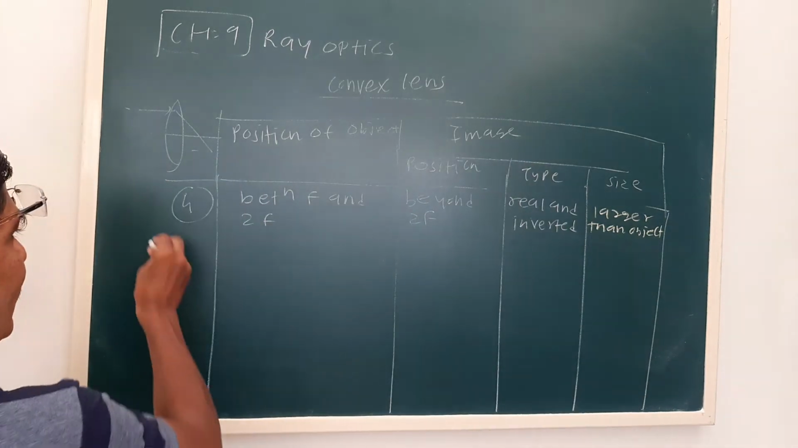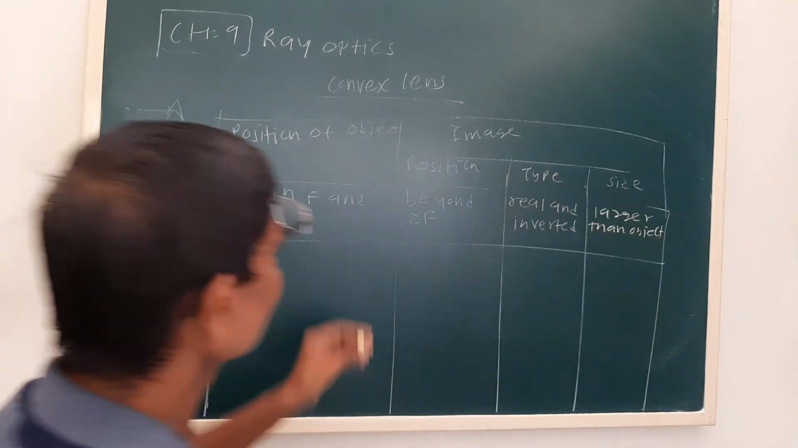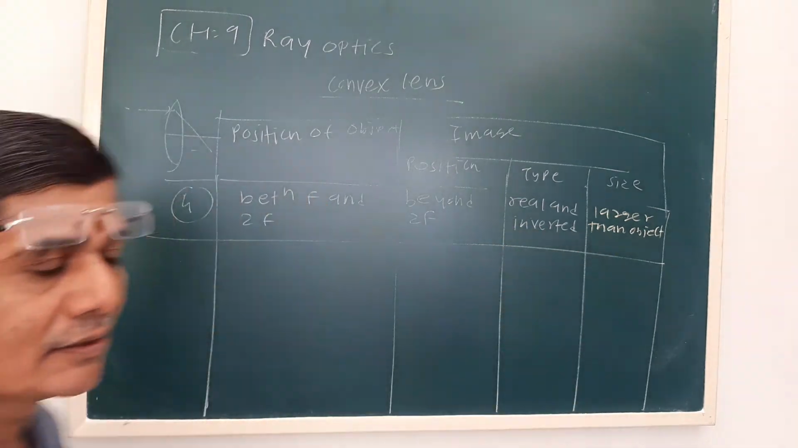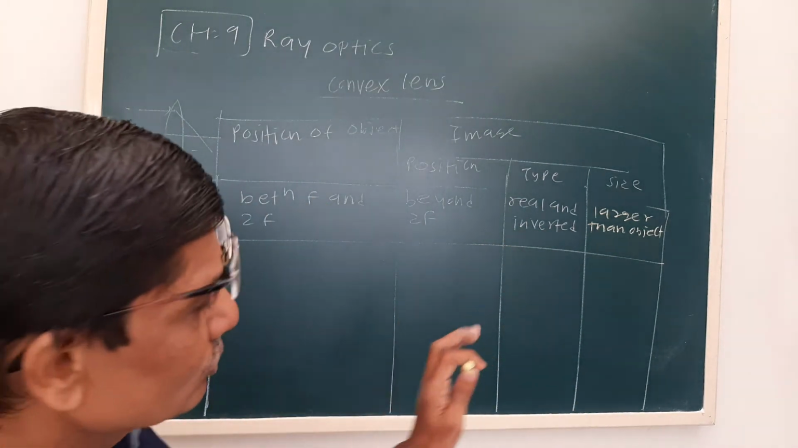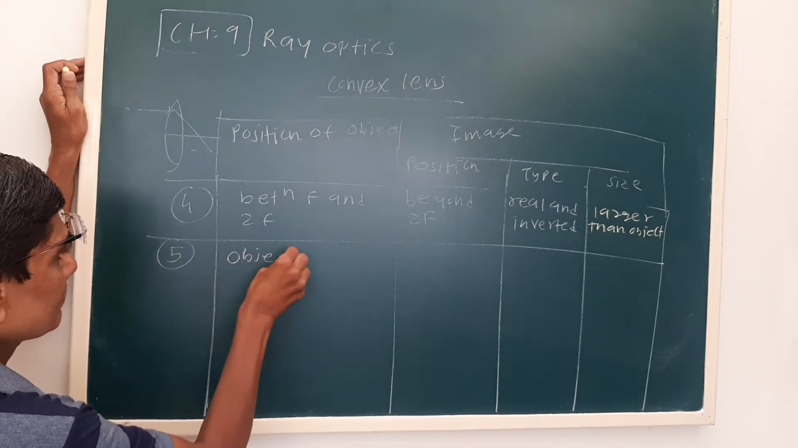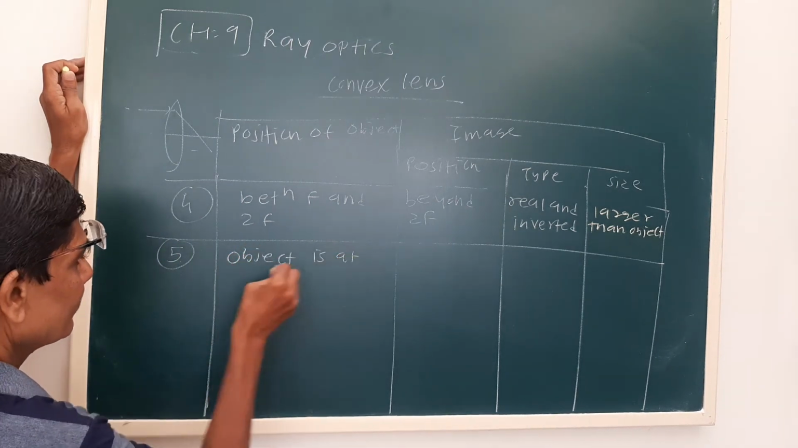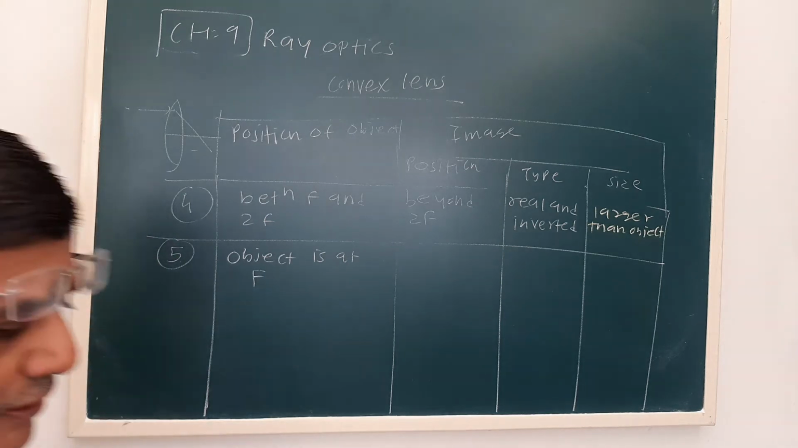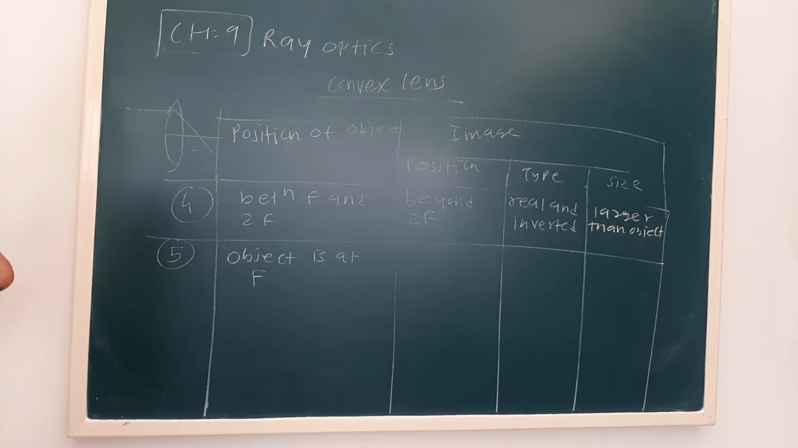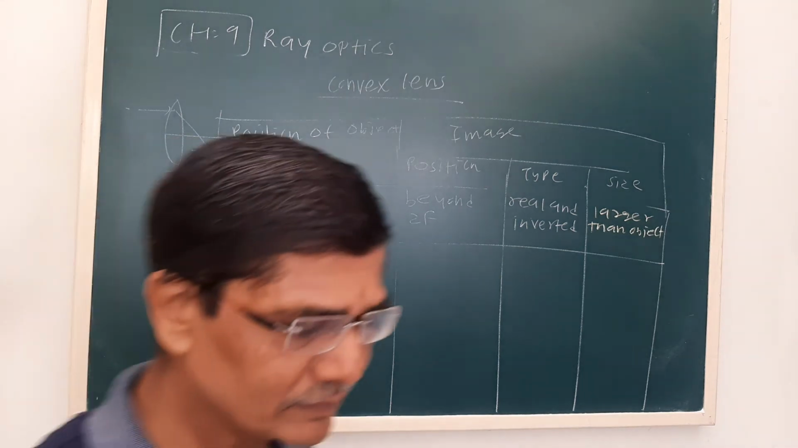Okay, when the object is between F and 2F, the image will be formed beyond 2F. It will be real and inverted, larger than the object. Now the object has again moved towards the lens. Object is at F. Now see the first condition we have seen: when the object was at infinity, the image is at F. It was real and inverted.